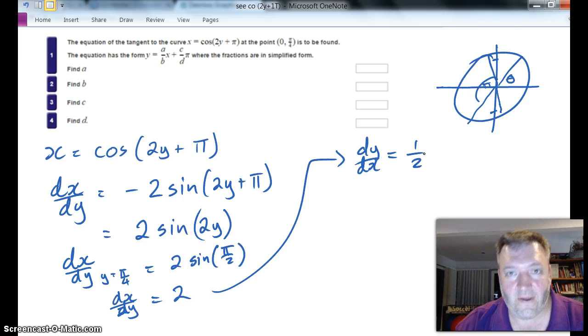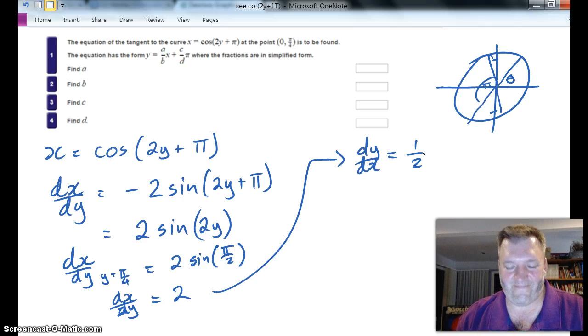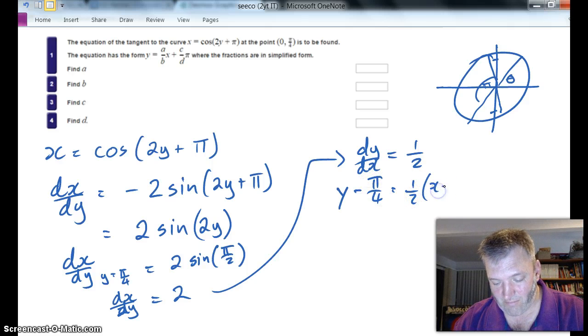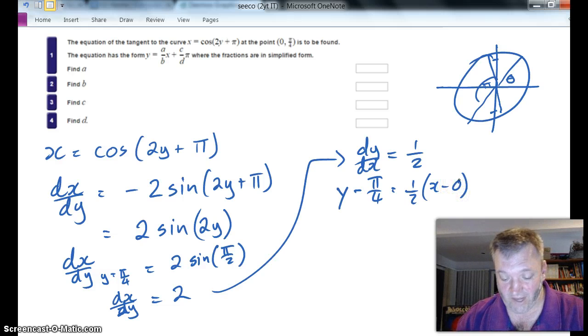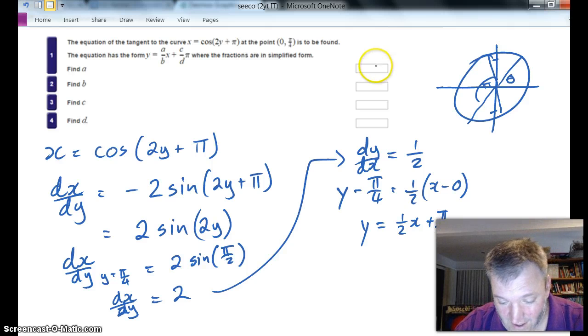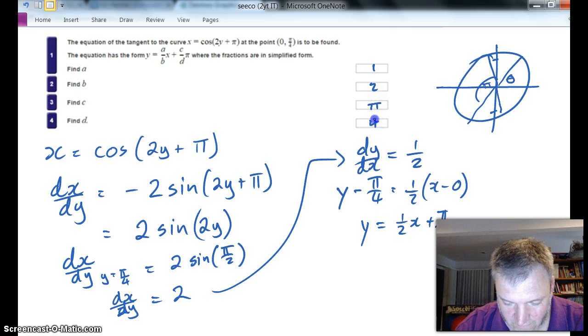We're getting somewhere. We've got a point, we've got the gradient of the line. I'm going to go with the gradient point form. You can use y equals mx plus c, it doesn't matter. I like the gradient point form, so that's what I'm going to do. So y minus the y coordinate, pi over 4, equals 1/2 times x minus, and the x coordinate we know is 0, so that's not too bad. Simplify that and we've got y equals 1/2 x plus pi over 4. We can fill in the answers. A is 1, B is 2, C is pi, and D is 4.